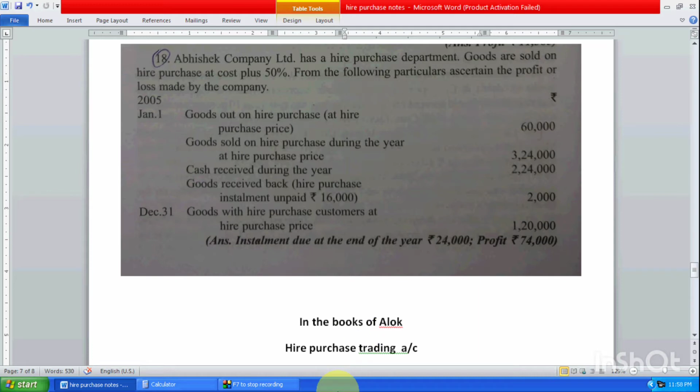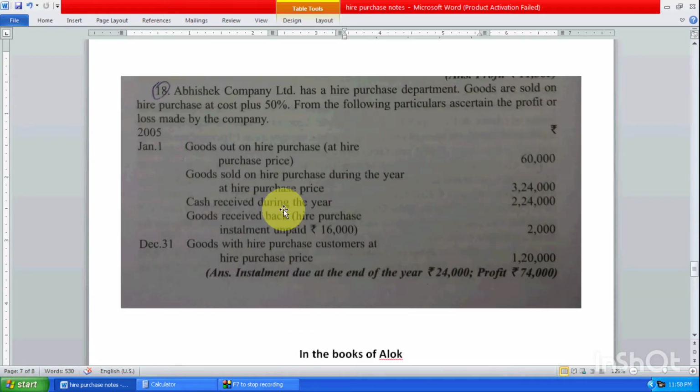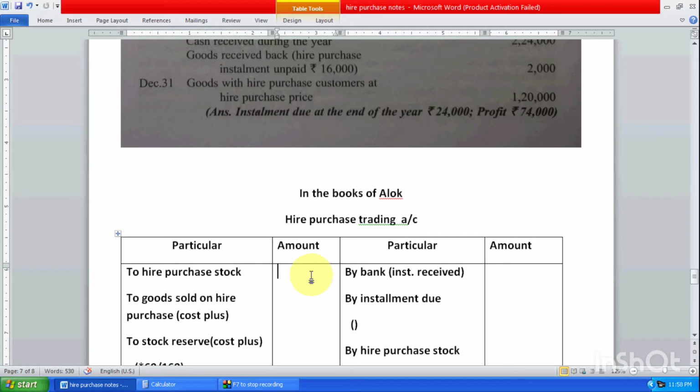First, what we have to do is prepare the hire purchase trading account. If this type of question is given, we have to change the format of hire purchase trading. So this is the hire purchase trading account. Debit is expenses, credit is income. Here, opening stock of goods, how much? Whatever the expenses, we write on debit and income on credit. So to hire purchase stock, opening stock is 60,000.